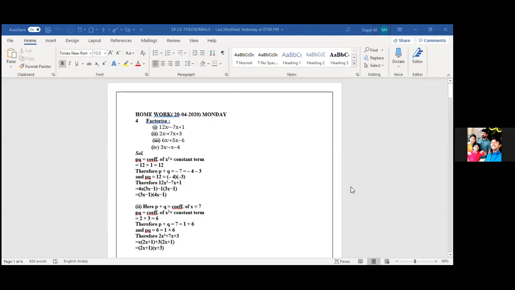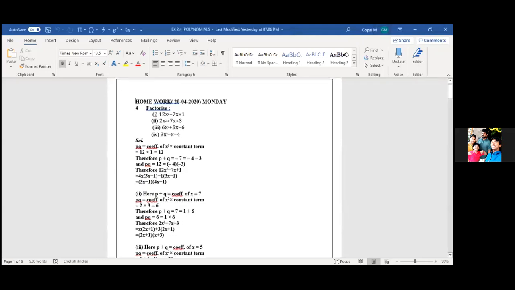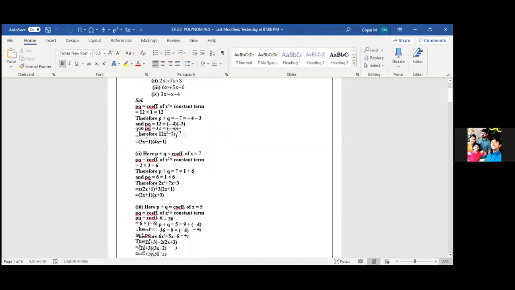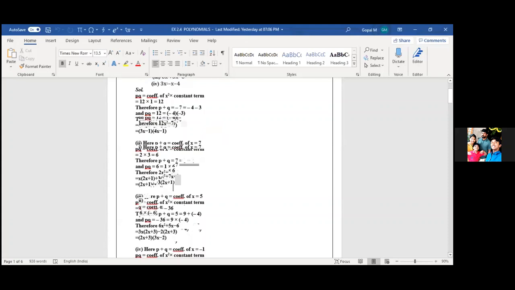We will discuss the answers to the homework I gave in the previous class. First question, 12x square minus 7x plus 1. Here we multiply the constant number, 12 into 1. For 12 you take out the factors. So minus 4 and minus 3, because minus 4 into minus 3 is plus 12 and minus 4 minus 3 is minus 7. So the answer for the first question is 3x minus 1, 4x minus 1. Anyone have doubt in this first question, children? No, ma'am. Have you all got the same answer? Yes, ma'am.